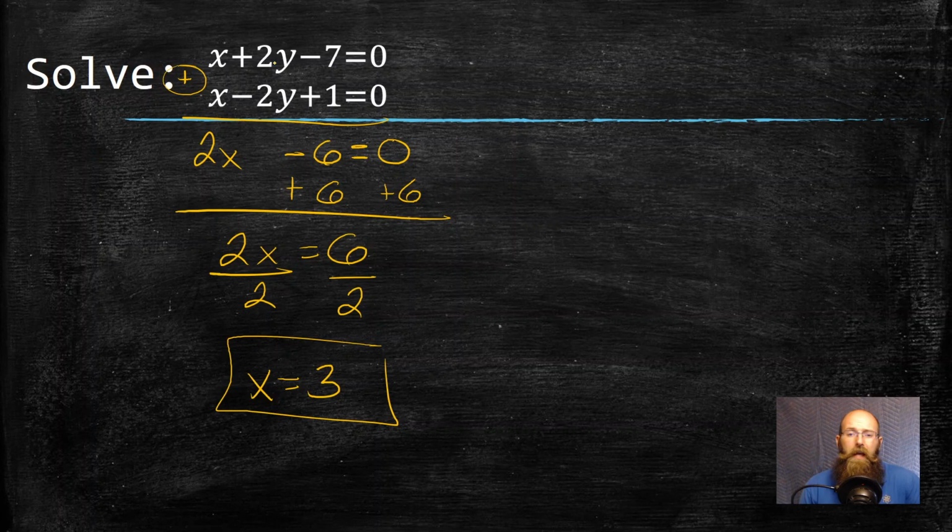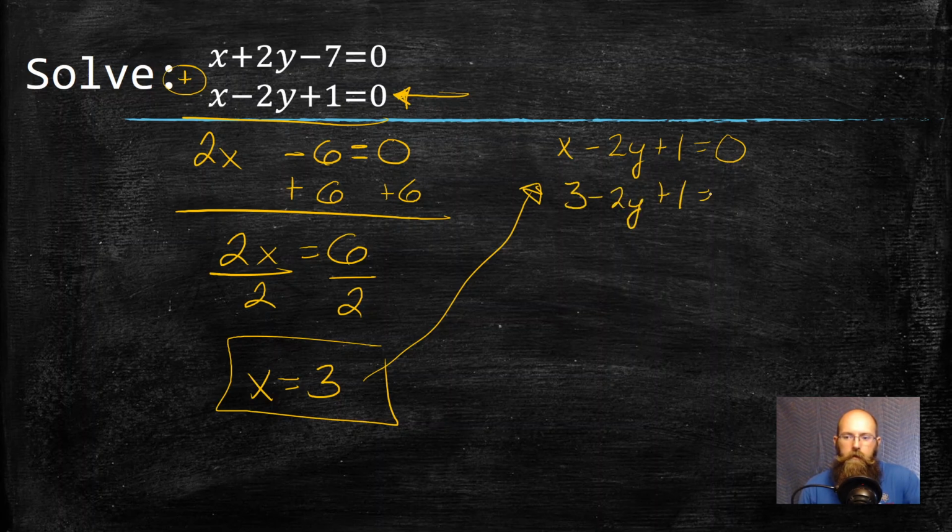And I can plug it into any of these I want, and I'm going to choose my second one just for the reason that there's smaller numbers in there. So I plug that x in. So it used to be x minus 2y plus 1 equals 0. Instead of an x, though, I'm putting that 3 in there. So now it's 3 minus 2y plus 1 equals 0. And what is 3 plus 1? Well, that's 4. And then my 2y is still hanging out there.